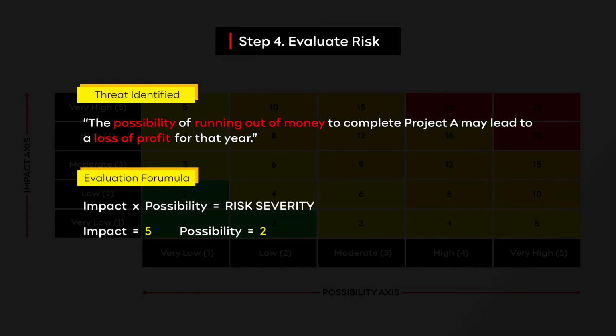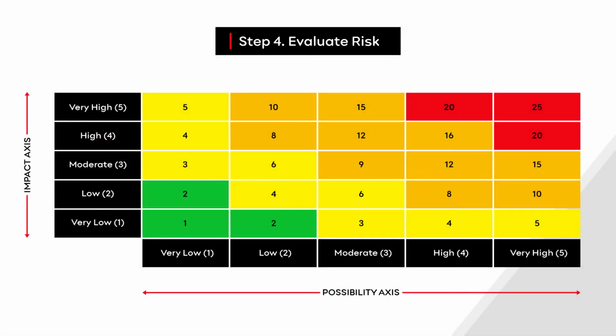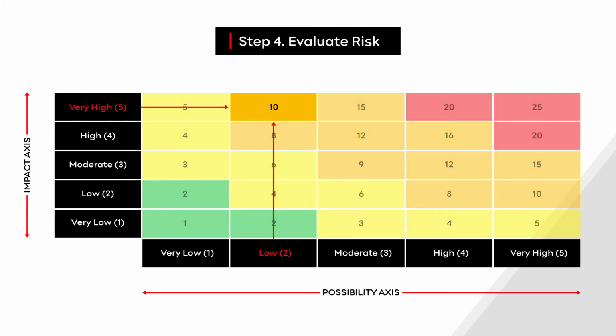Let's say our impact is 5 and the possibility of the risk happening is 2. So 5 is very high and 2 is low. 5 times 2 is 10. Now take that number 10, look at your risk matrix and find that number there. Where does it lie? It's on the low severity level or severity rating. And that's how you work out what your risk severity is.